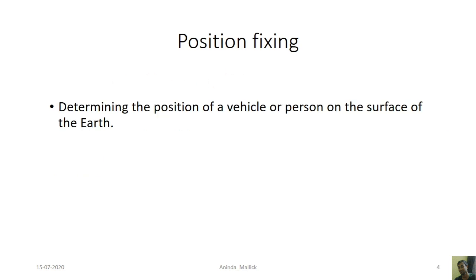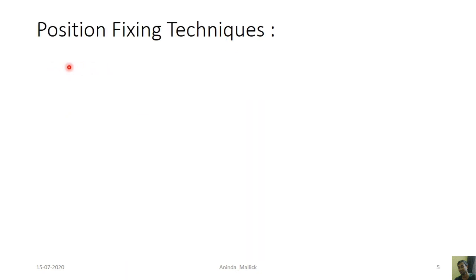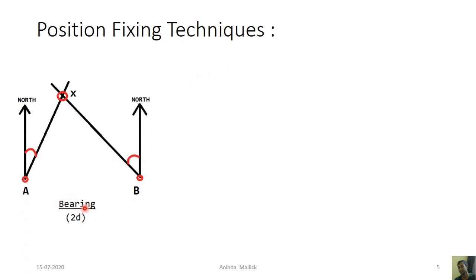Let's see position fixing. Position fixing is basically determining the position of a vehicle or a person on the surface of the earth. There are a few methods for position fixing. The first one is bearing. First we will consider 2 dimensions, and later we will look at 3 dimensions.